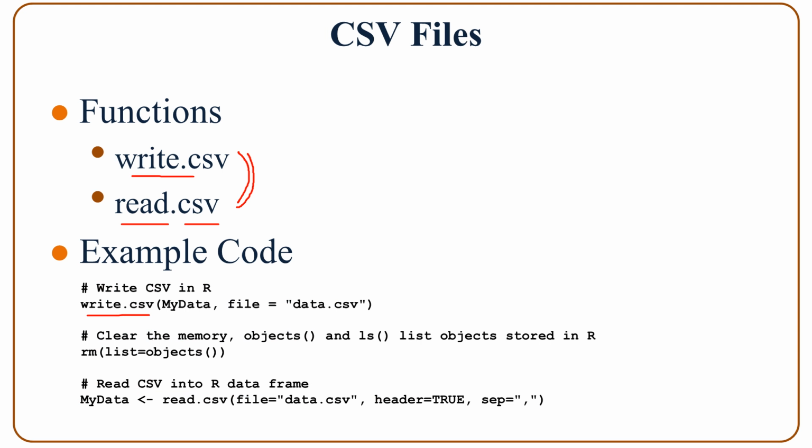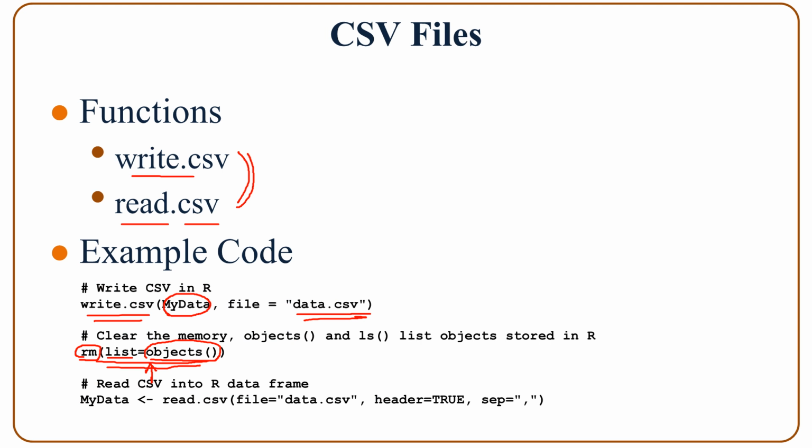And then you clear the memory. Use this syntax to clear memory: rm, remove all objects, right? All the objects are passed to the list parameter of the rm function. So this is the way that you pass parameters explicitly. Also here, right? You specify the parameter names specifically.